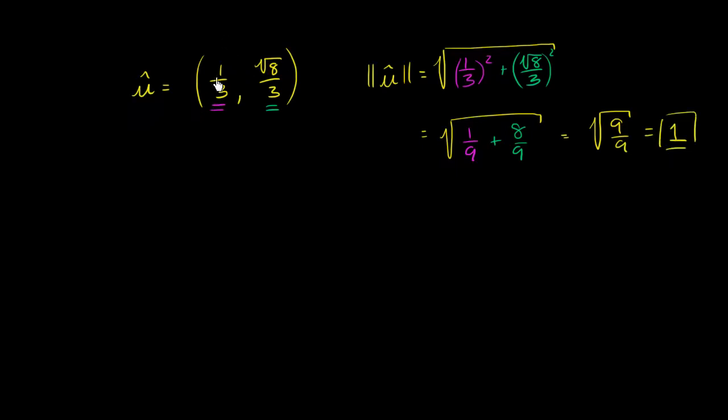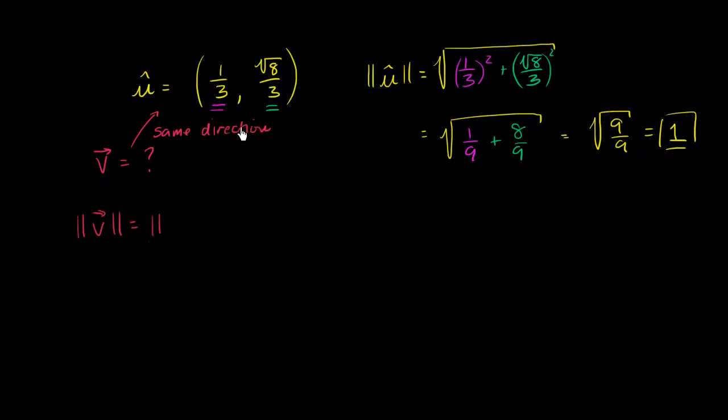Now let's say someone says, well, I like this direction, but I don't want the magnitude to just be 1. I want to find some vector v that has the same direction as u, but has a magnitude of 11. So we want the vector v to have a magnitude of 11. So how could I define vector v?